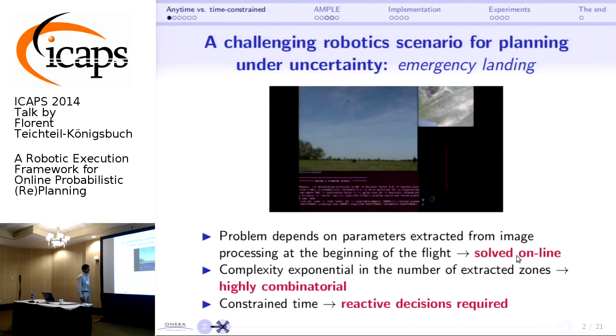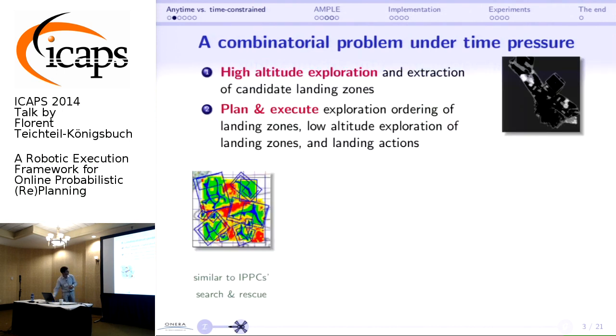The problem depends on many parameters that are extracted from image processing at the beginning of the flight, meaning that the problem must be solved online, okay? And it is highly combinatorial because, as I will show in a minute, it is exponential in the number of zones extracted during the flight. But the time is constrained. There are only 15 minutes of autonomy available, so we have to take reactive decisions on board the helicopter.